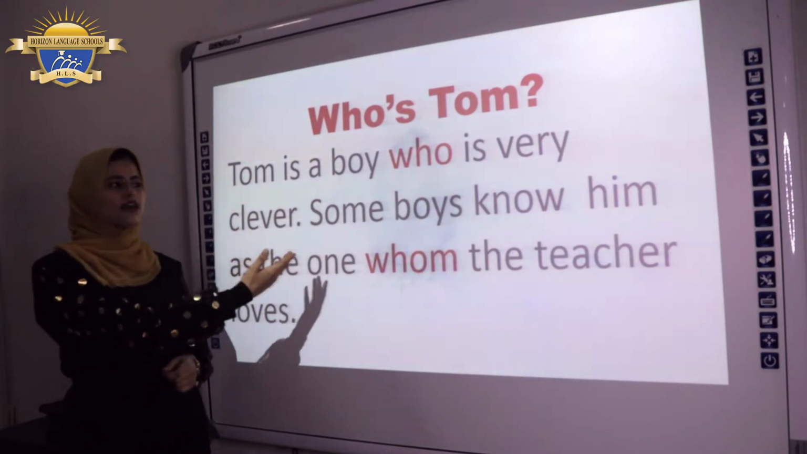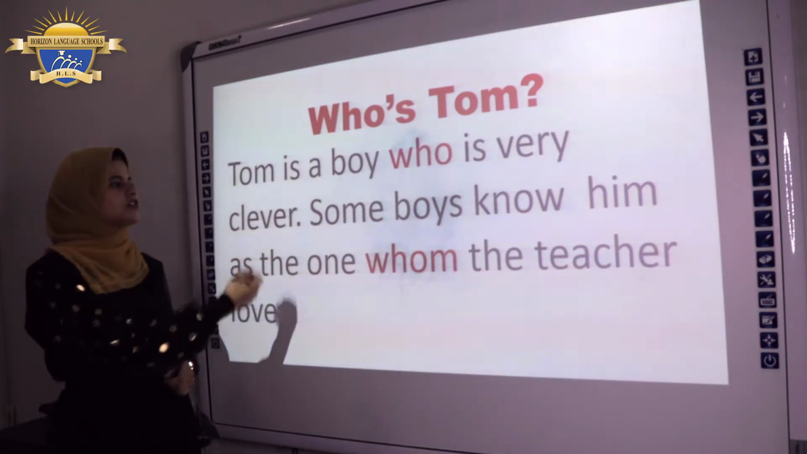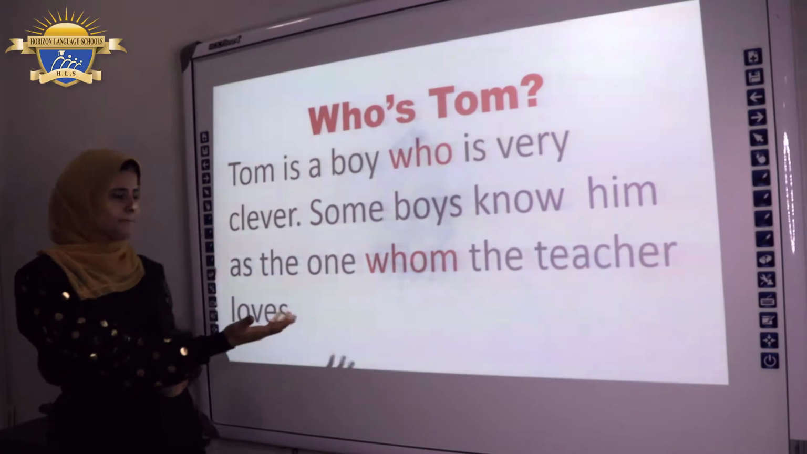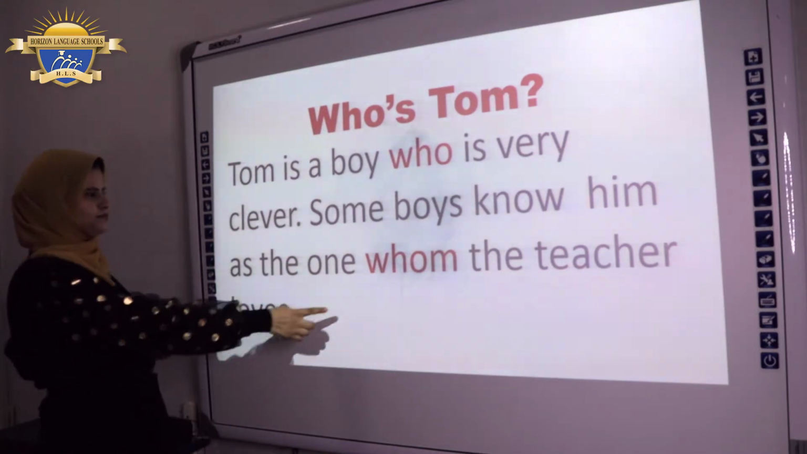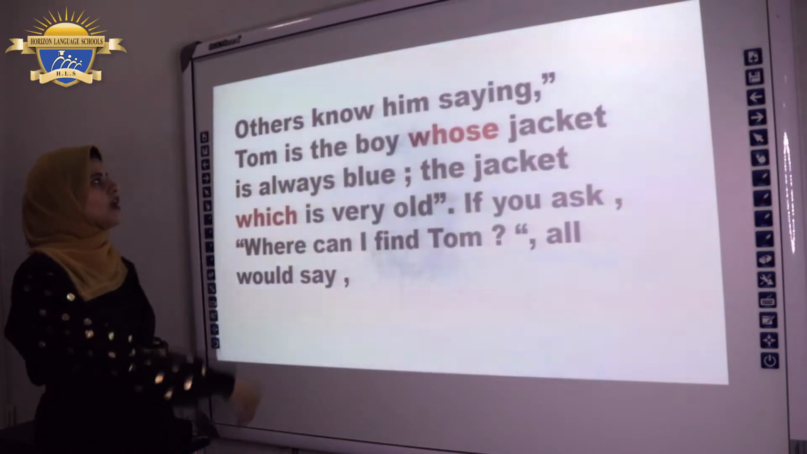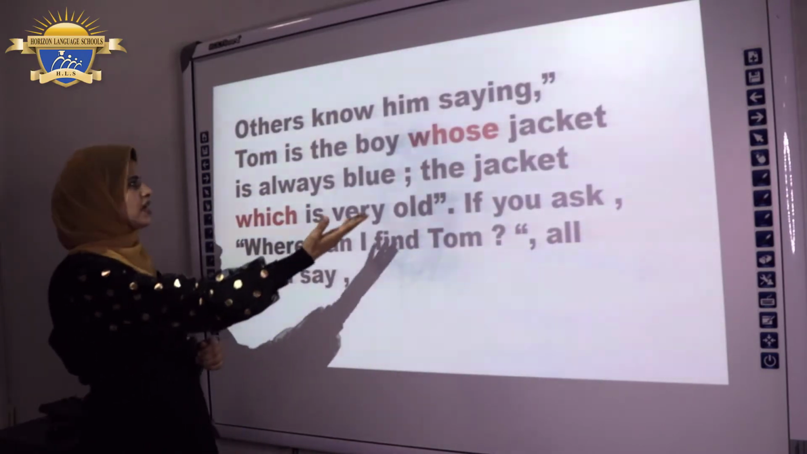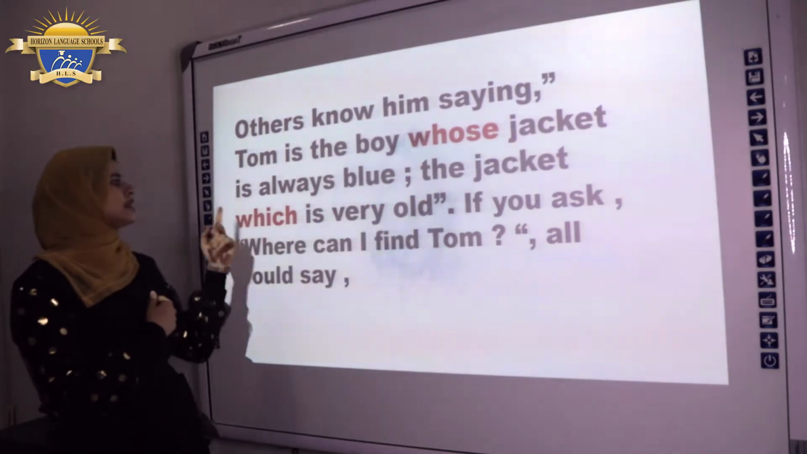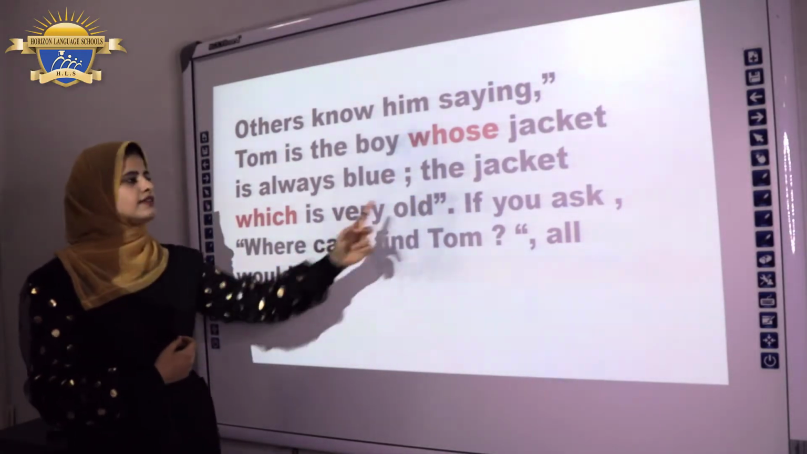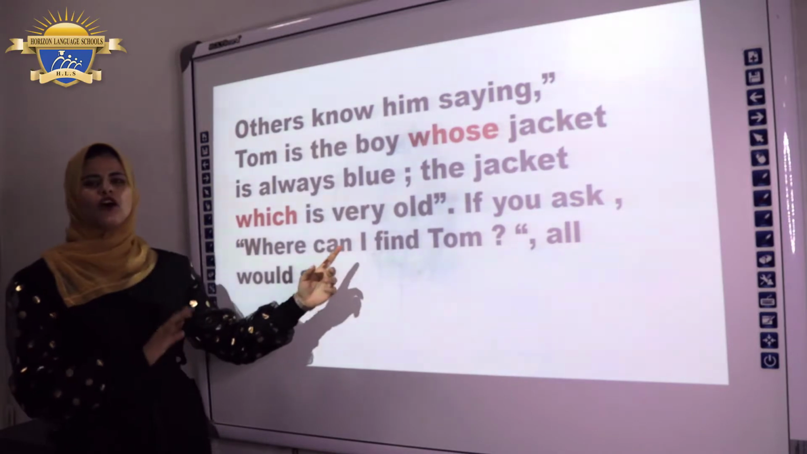Tom is a boy who is very clever. Some boys know him as the one whom the teacher loves. Others know him, saying, Tom is a boy whose jacket is always blue. The jacket which is very old.